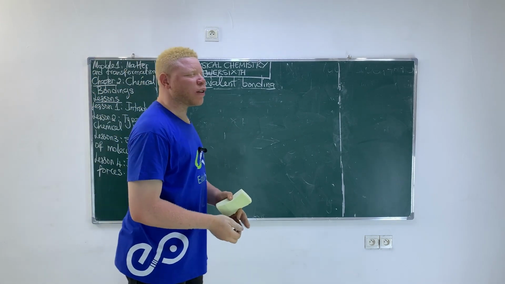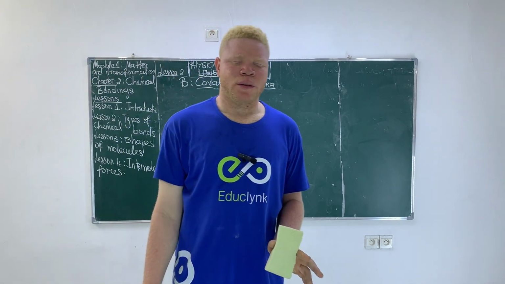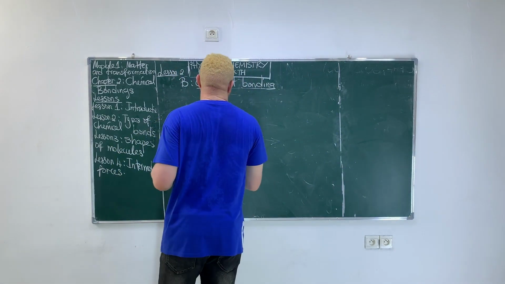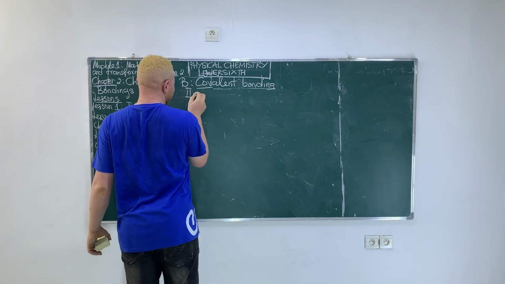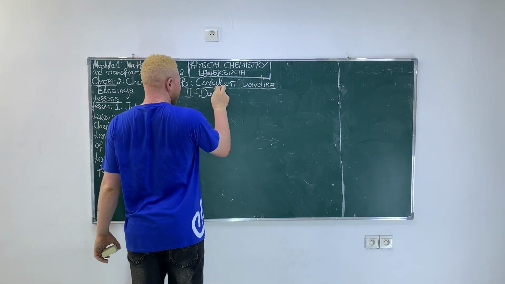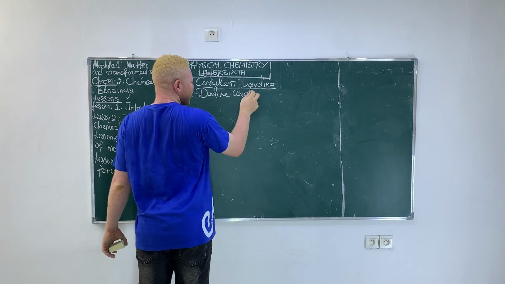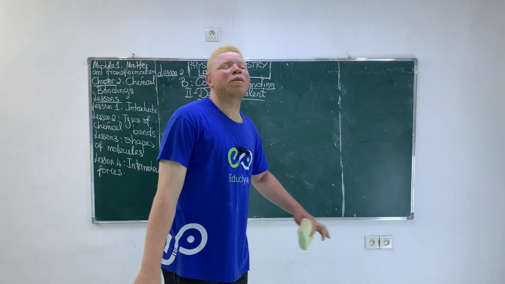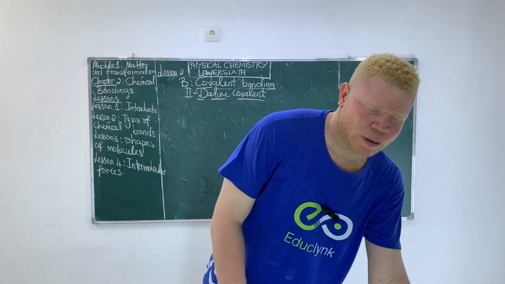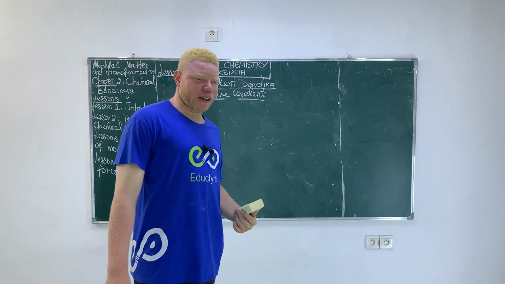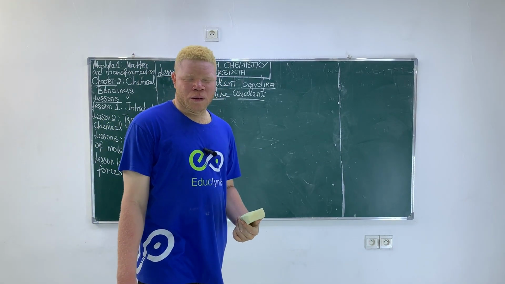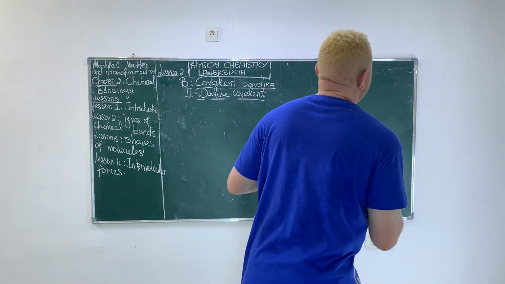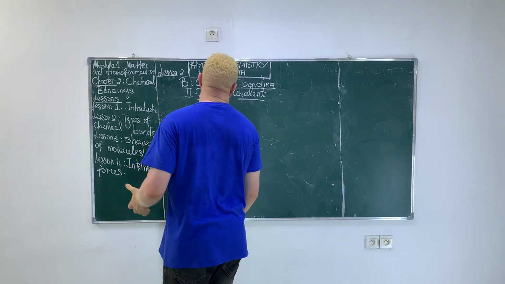In the dative covalent bond now, we'll just have one participant atom. So here we'll have dative covalent bond. In a dative covalent bond, we just have one participant atom that donates the electron, while the other receives the electron, which is different from a simple covalent bond where both atoms participate in the covalent bond.